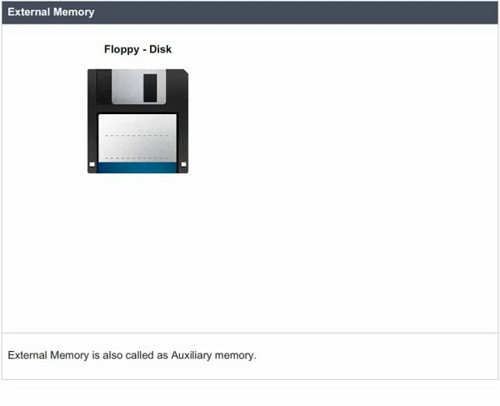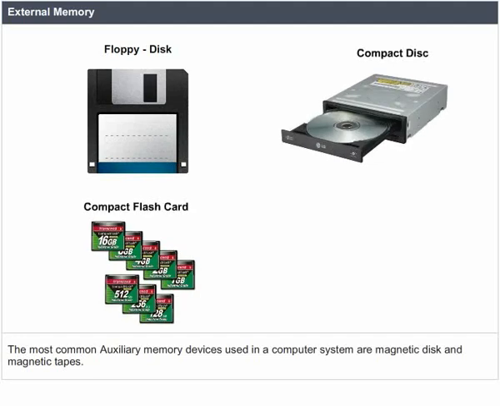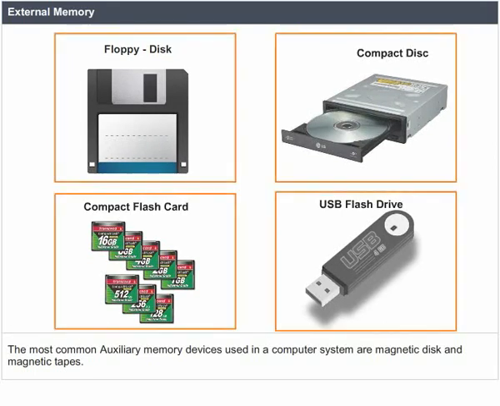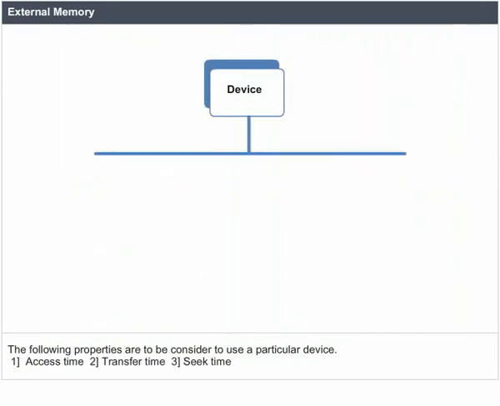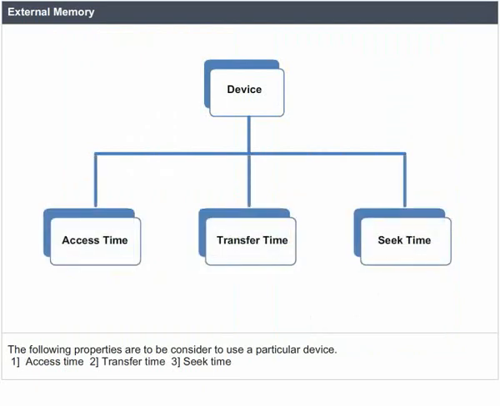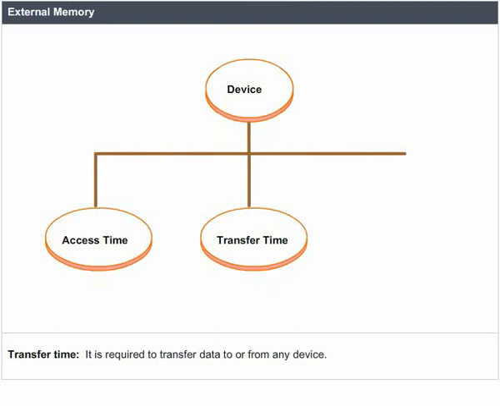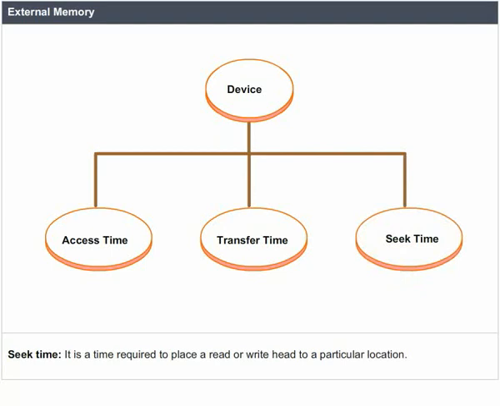External memory. External memory is also called auxiliary memory. The most common auxiliary memory devices used in a computer system are magnetic disks and magnetic tapes. The following properties are to be considered to use a particular device: access time, transfer time, seek time. Access time is the average time required to reach a storage location in memory and obtain its content. Transfer time is the time required to transfer data to or from any device. Seek time is the time required to place a read or write head at a particular location.